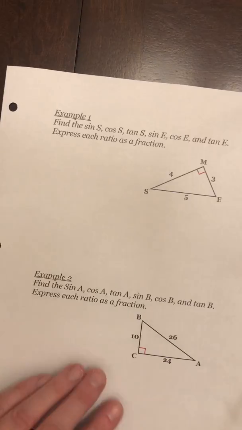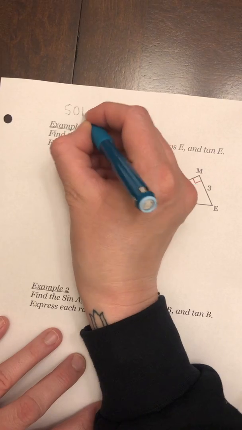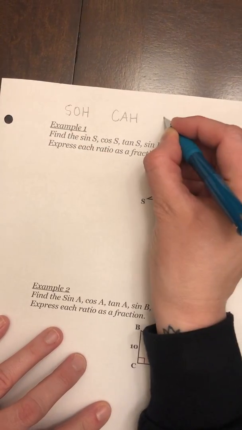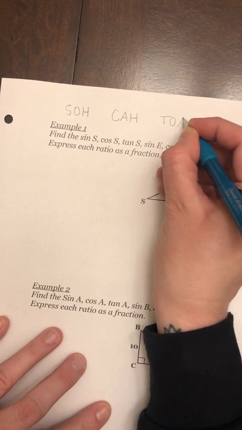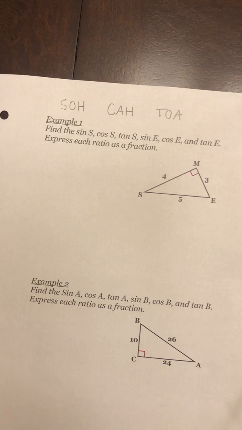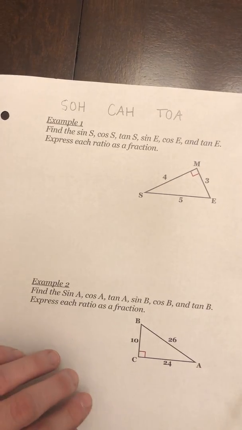Okay, so let's use some SOHCAHTOA, and real quick I'm just going to write it at the top of my paper to give me a visual. I am a visual person. All right, so example number 1 says to find sine of S, cosine of S, tangent of S, sine of E, cosine of E, and tangent of E. So this is just going back to testing whether or not I know my trigonometric ratios and their definitions.